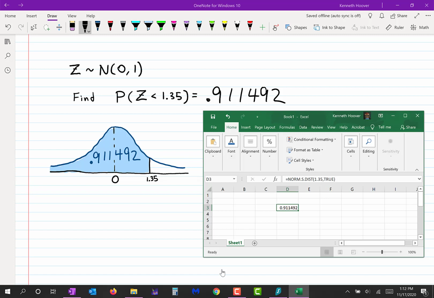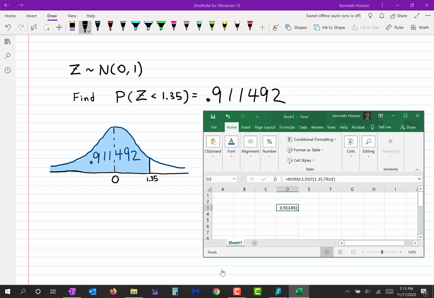So which method do you like better, looking it up in the table or using Microsoft Excel? You're going to have to decide for yourself. Either one is fine. I will point out why I think using Excel is easier. Number one, I think it is just as fast to type in that one command as it is to flip to the back of the book and look up a number in the table.